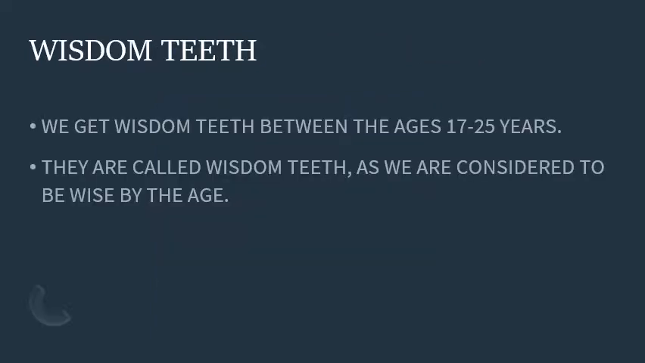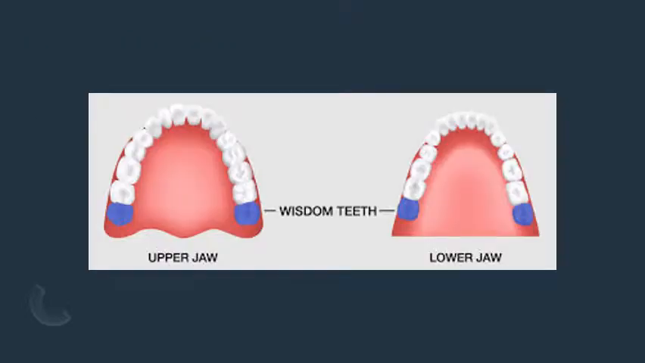Now there is something called wisdom teeth. We get wisdom teeth between the age of 17 to 25 years. That is the last set of 4 teeth which will form in your mouth. Here you can see that the last 4 are there, no? The blue colored teeth are the wisdom teeth. They are called wisdom teeth as we are considered to be wise by that age.